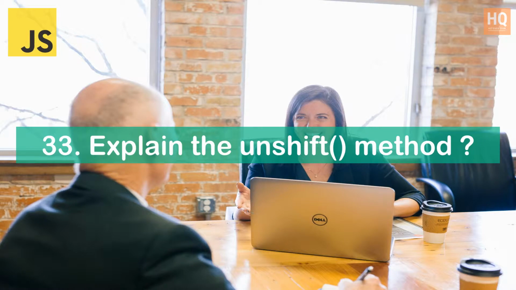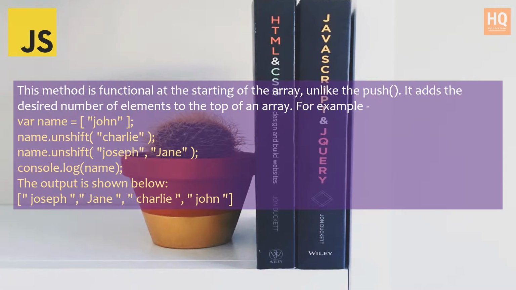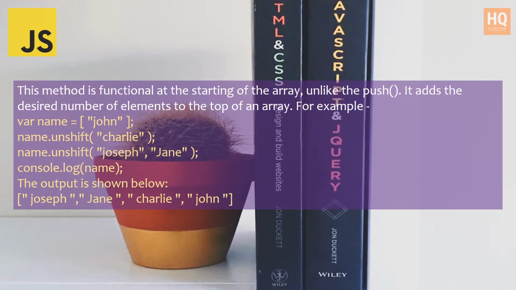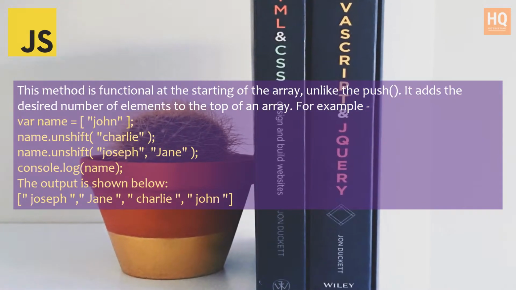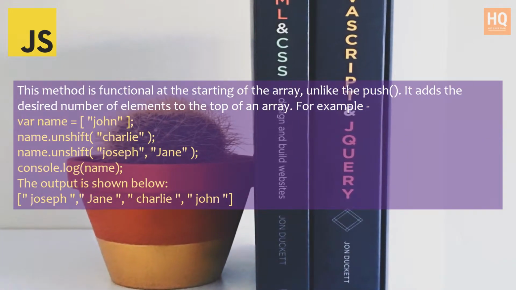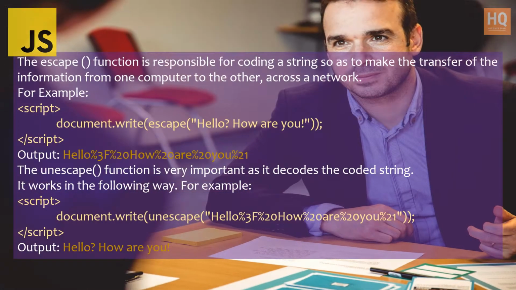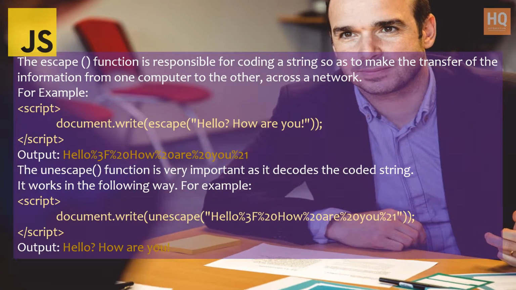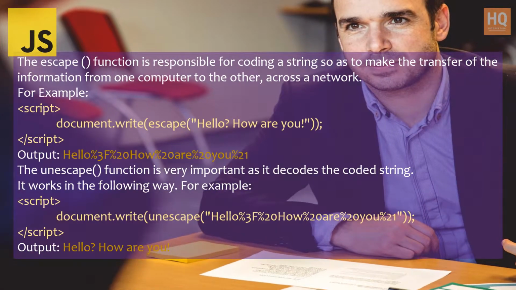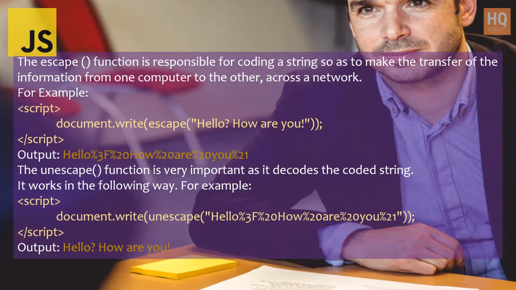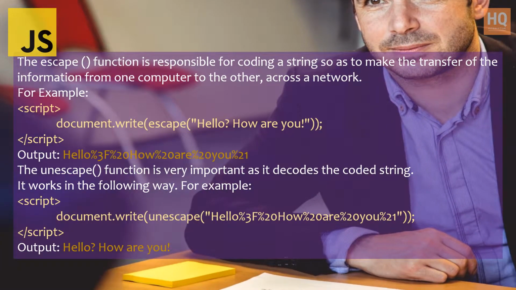Explain the unshift method. This method is functional at the start of the array, unlike the push method. It adds the desired number of elements to the top of an array. An example using the unshift method is shown here. Define unescape and escape functions. The escape function is responsible for coding a string so as to make the transfer of information from one computer to another across a network possible, as shown in example 1. The unescape function is very important as it decodes the coded string, as shown in example 2 here.